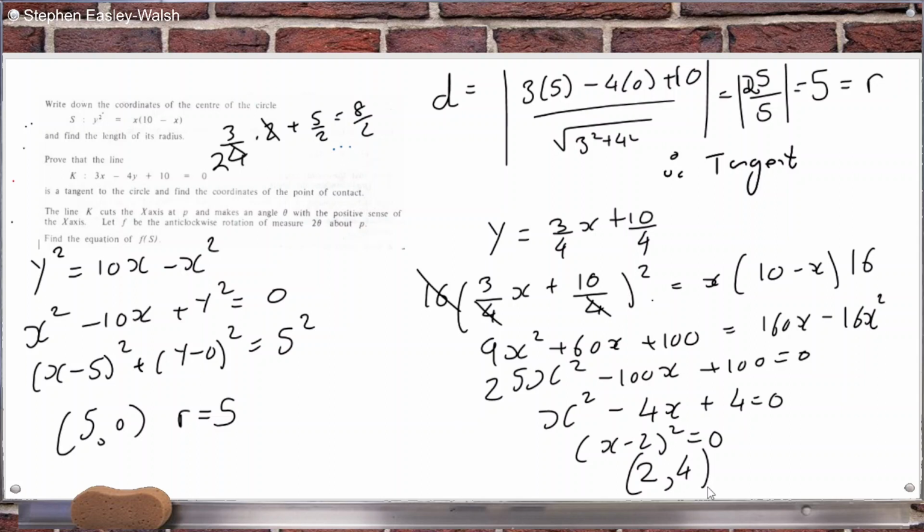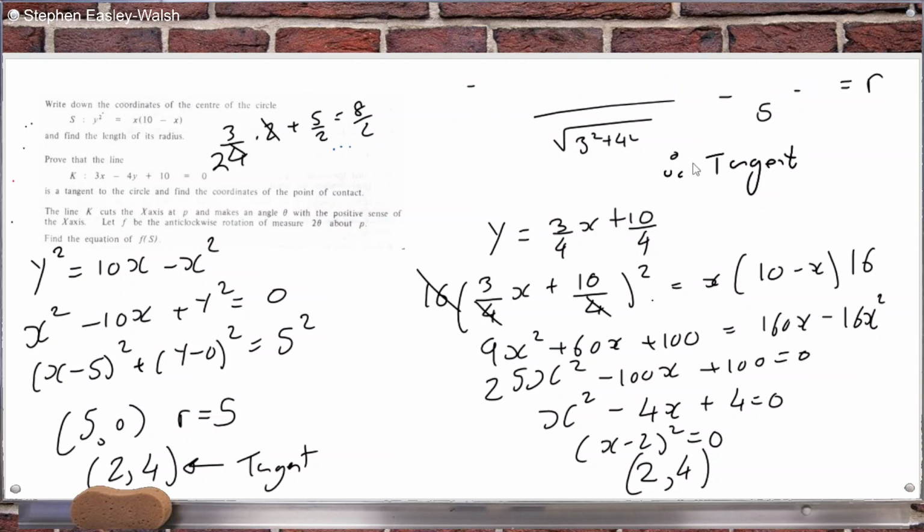The line K cuts the x-axis at P and makes an angle theta with the positive sense of the x-axis. Let F be the anti-clockwise rotation of measure 2 theta about P. Find the equation. Okay, I'll just write 2, 4 here, because I might need that. And I'll just remove this here. We'll just do a quick sketch again.